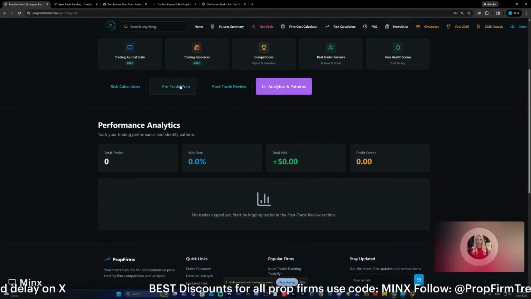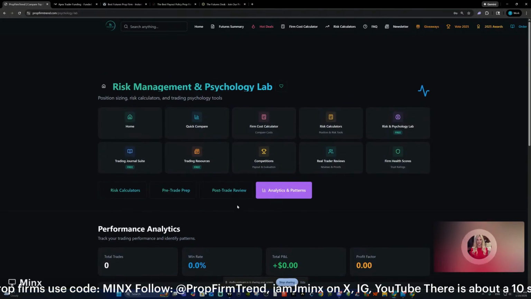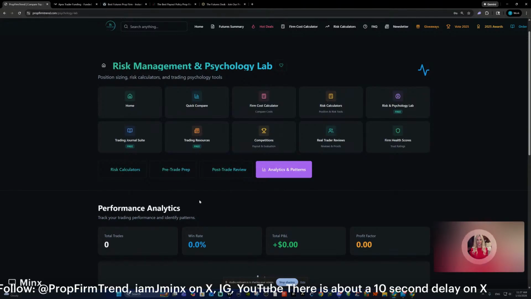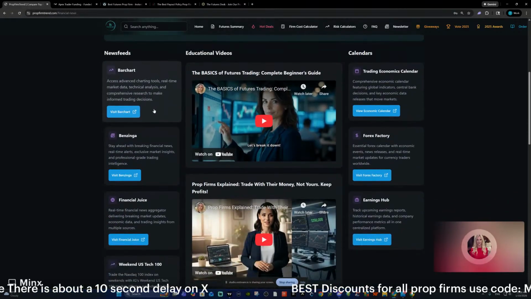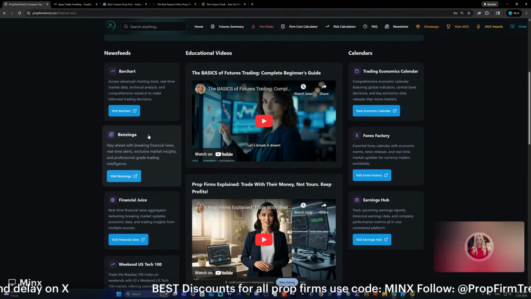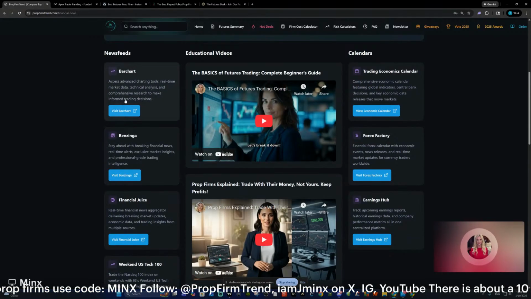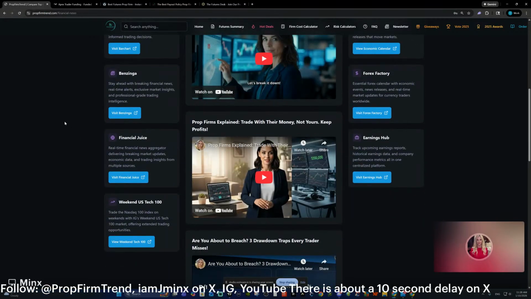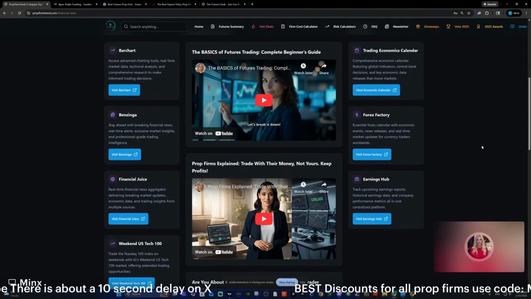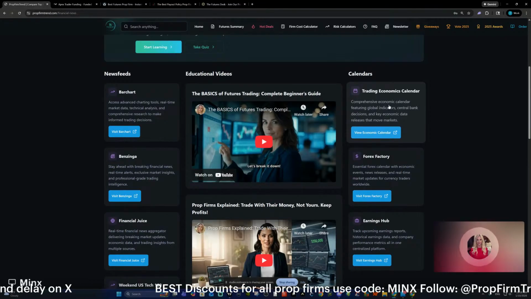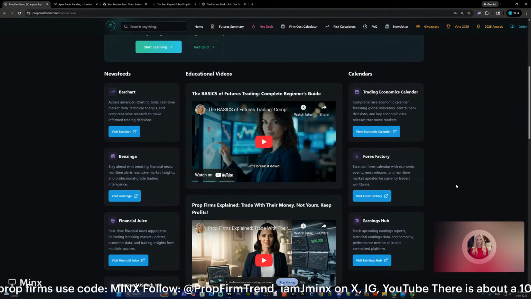Okay. So it's going to give you analytics and patterns to adjust along with your win rate and what happens. So also, if you go to this trading resource, what you would want to do before you start trading anything in the morning is go to Barchart, Benzinga, Financial Juice. Check to see the news, what happened overnight, what's going on in the world. And then you always want to check your Trading Economics calendar, Forex Factory, Earnings Hub to see what's going on.